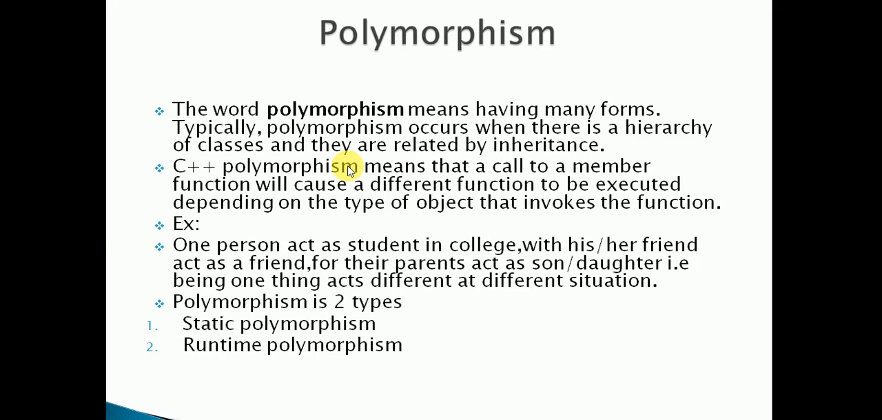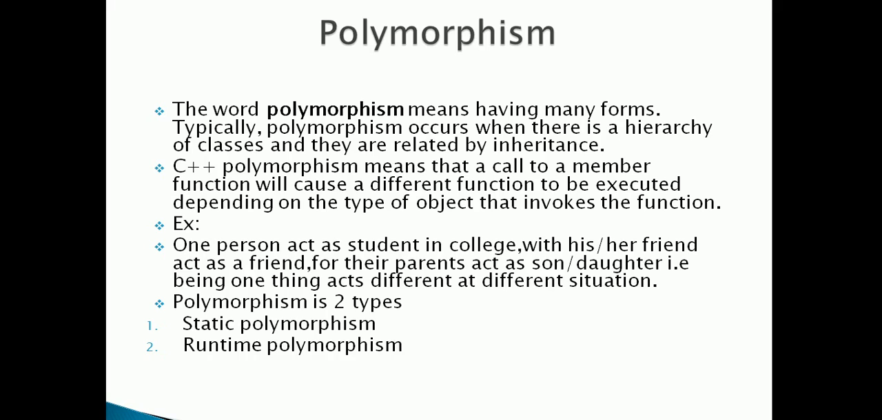Now the next thing is polymorphism. Polymorphism is nothing but, normally poly means many, morphism means forms. Being one thing, it acts in different forms. For example, one person acts as a student in college, acts as a friend with her friends, and acts as a son or daughter for their parents. That means one thing acts differently in different situations.